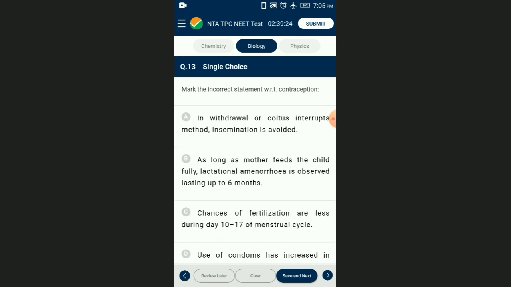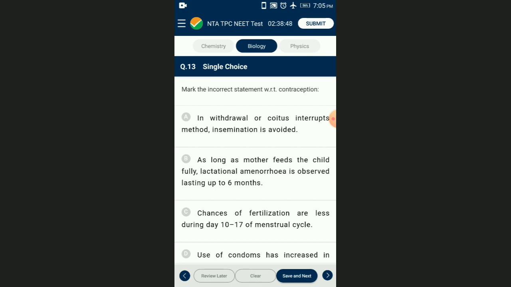Question number 13. Mark the incorrect statement regarding contraception. The rhythm method is a natural method of contraception in which couples avoid intercourse from the 10th to 17th day of the menstrual cycle because ovulation can occur during this phase. Hence, the chances of fertilization are quite high. In the withdrawal method, the male withdraws his penis just before ejaculation. Thus, insemination is avoided. In breastfeeding, the menstrual cycle is absent and therefore ovulation does not occur.